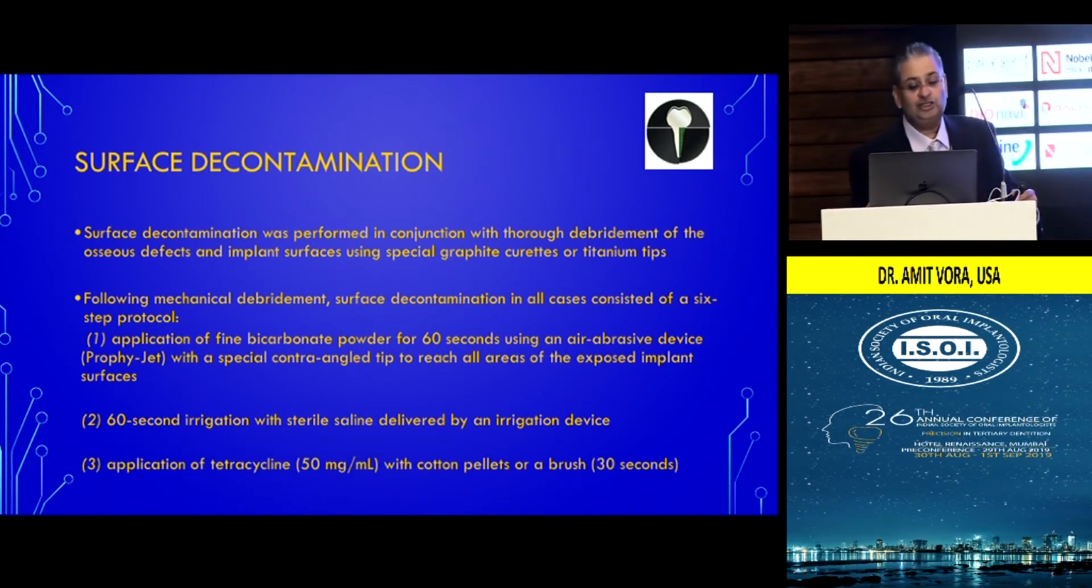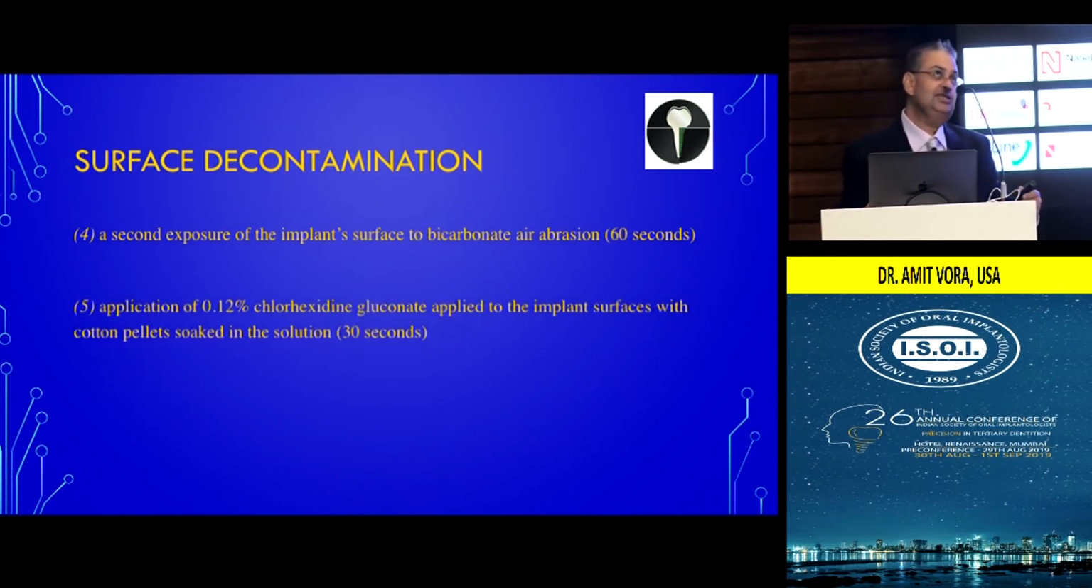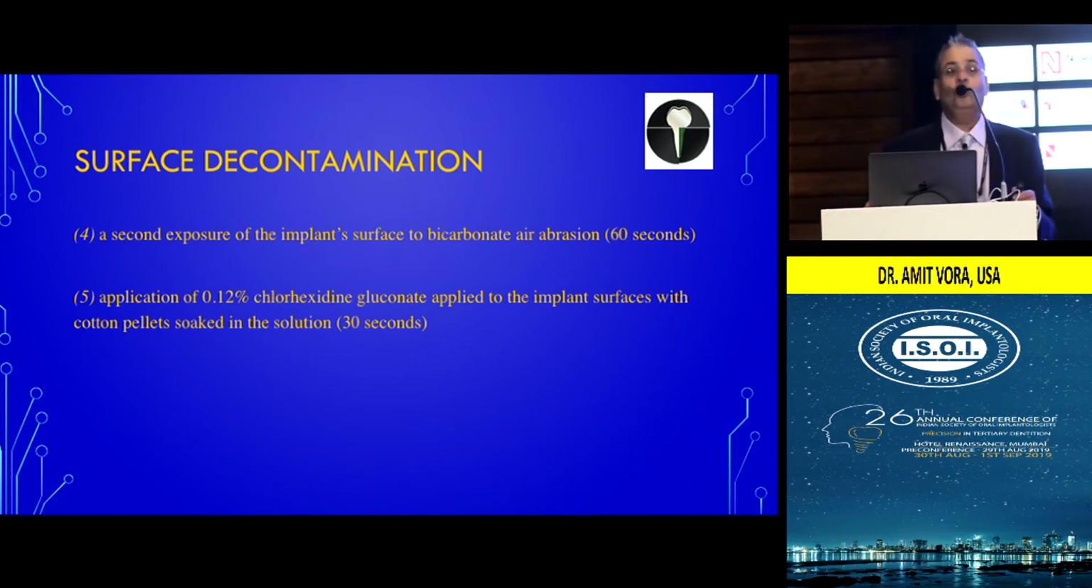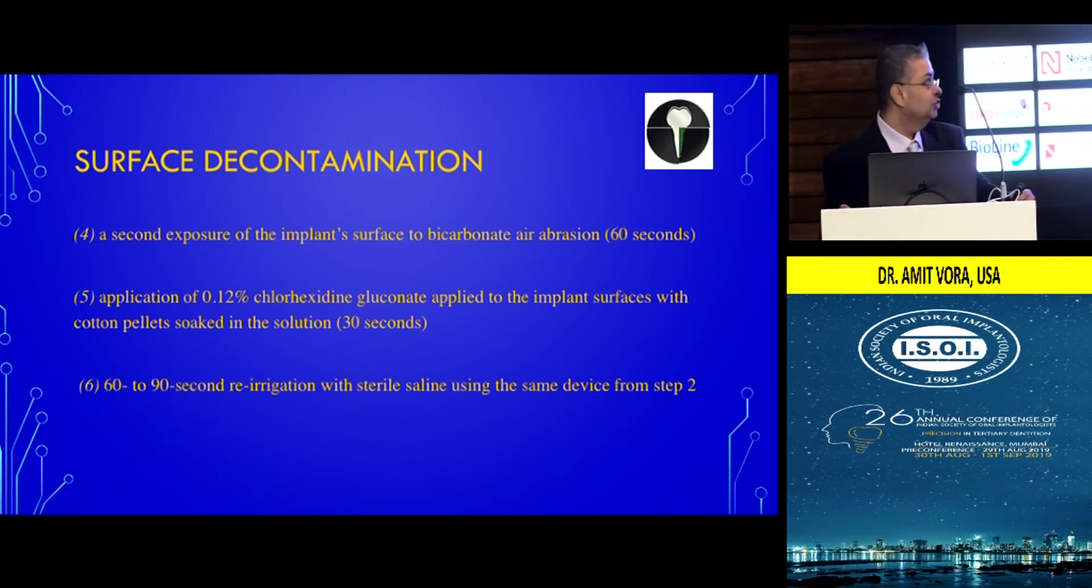Then they applied tetracycline with cotton pellets on the brush for about 30 seconds. Then they exposed the implant again to bicarbonate abrasion. Then they applied the chlorhexidine with cotton pellets for 30 seconds. And then they again re-irrigated with saline that was used in step 2. So this was the protocol that they had developed.